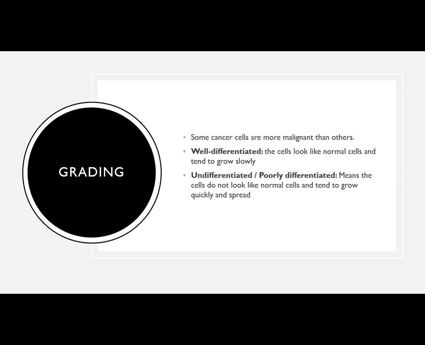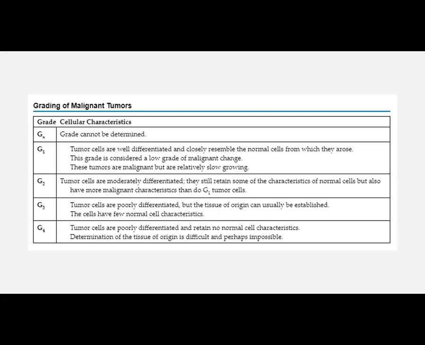So this one's spreading and we're getting more deformity of our cells throughout our entire body. So this is the basic grading system of malignant tumors. Grade X cannot be determined. Grade 1 tumor cells are well differentiated and closely resemble the normal cells from which they arose. This grade is considered a low grade of malignant change. These tumors are malignant but relatively slow growing.